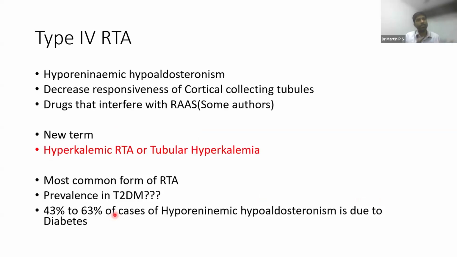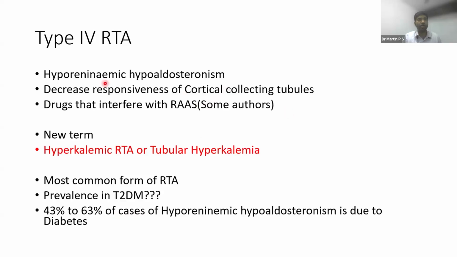So what actually constitutes type 4 RTA? The usual term that we all have been studying and learning during our DM times is hyporeninemic hypoaldosteronism. It may not always be that. It can be due to a decreased responsiveness of the cortical collecting tubules also, where the aldosterone levels are actually more. And some authors consider drugs which interfere with the RAS system also as a cause of type 4 RTA.